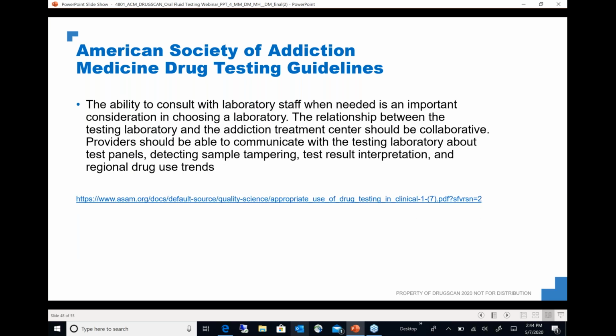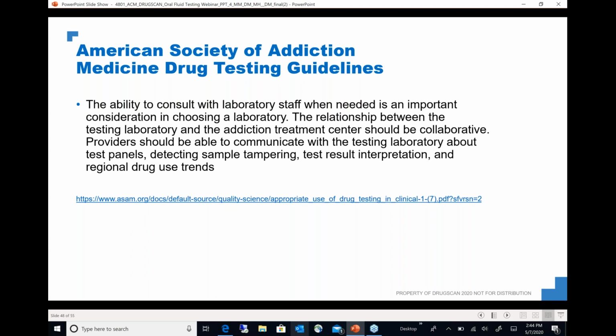Another ASAM bullet point that I decided to share with the group is the ability to consult with laboratory staff when needed, which is an important consideration in choosing a laboratory. The relationship between the testing laboratory and the addiction treatment center should be collaborative. Providers should be able to communicate with the testing laboratory about test panels, detecting sample tampering, test result interpretation, and regional drug use trends. This is something that DRUGSCAN is very much devoted to.